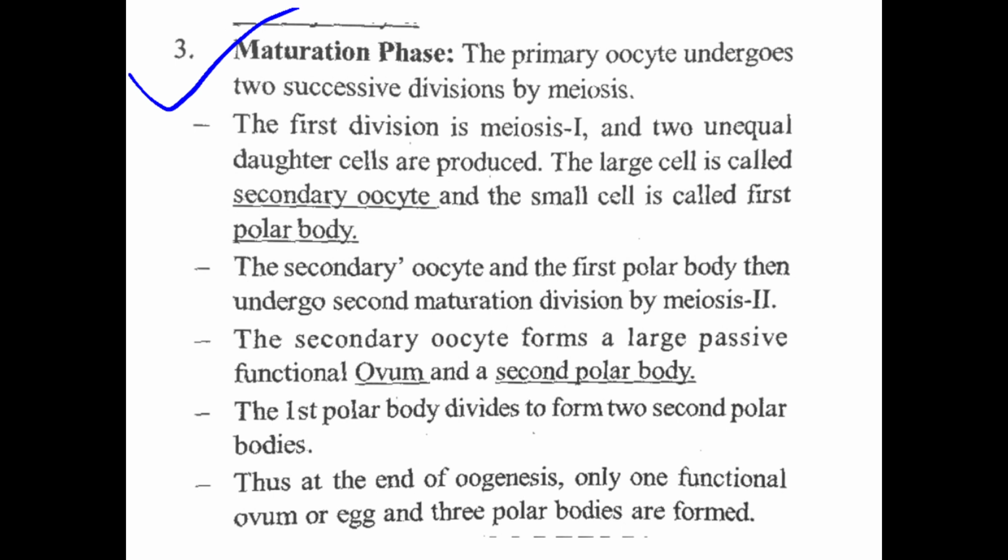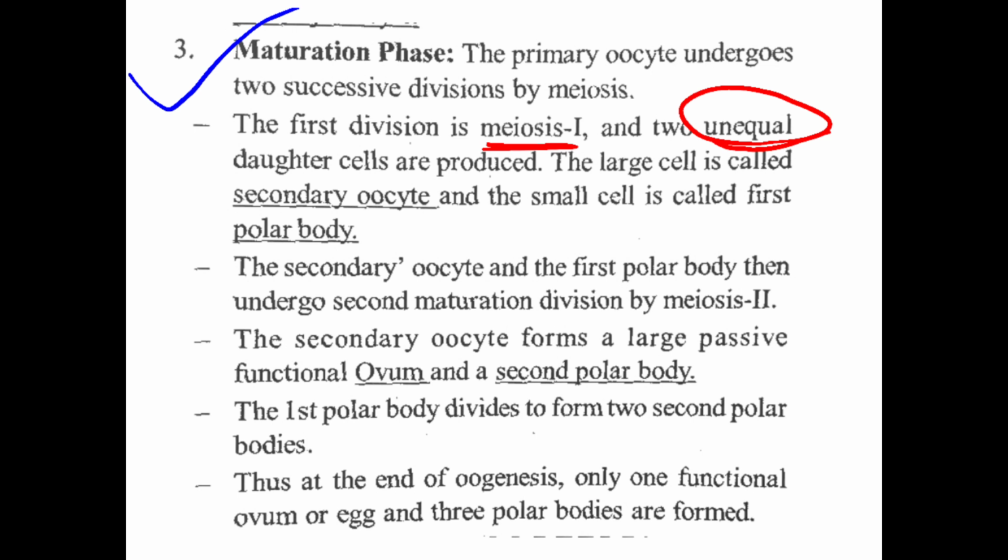The primary oocyte undergoes two successive divisions by meiosis. The first division is reductional and the second division is equational. The first division, that is meiosis 1, is a reductional division, and two unequal daughter cells are produced. Unequal, not equal.